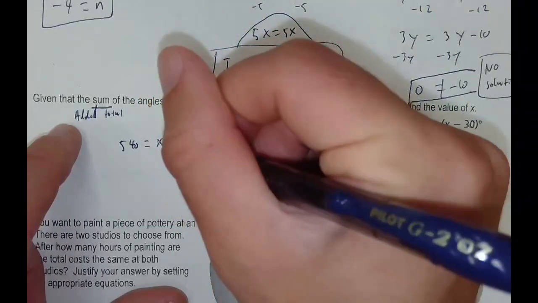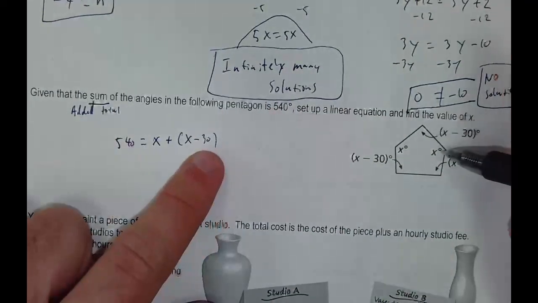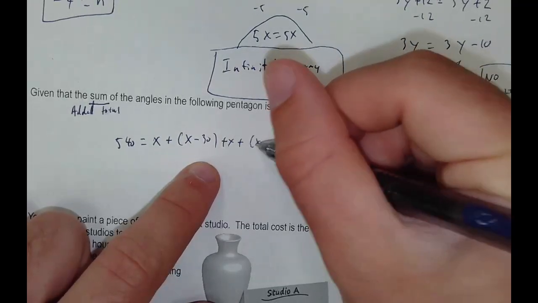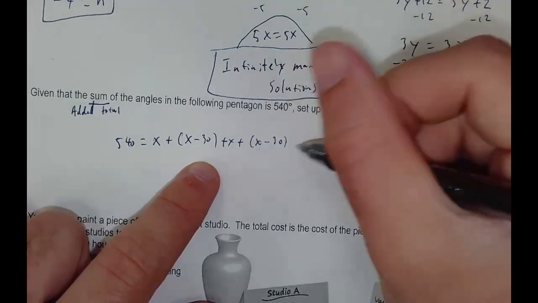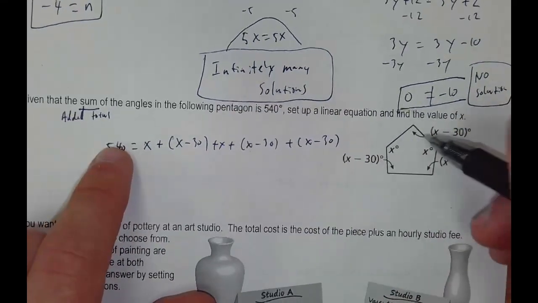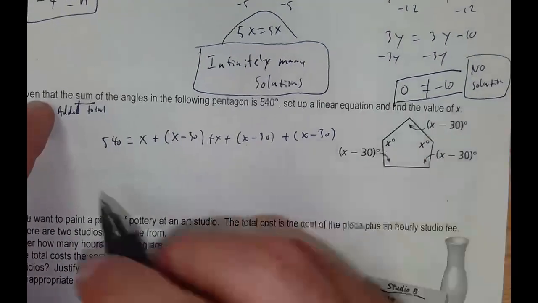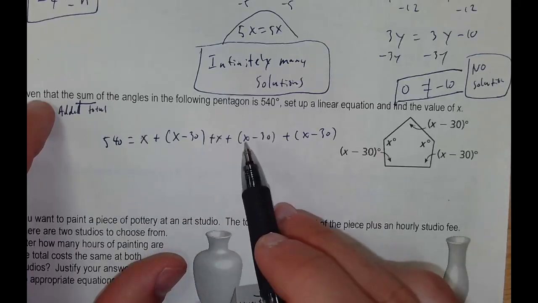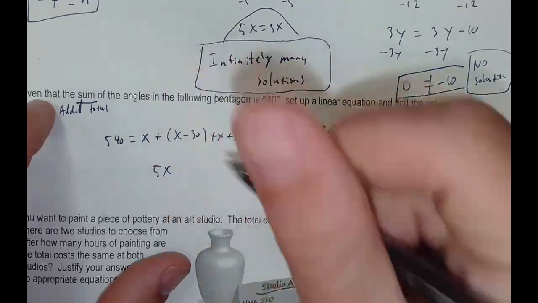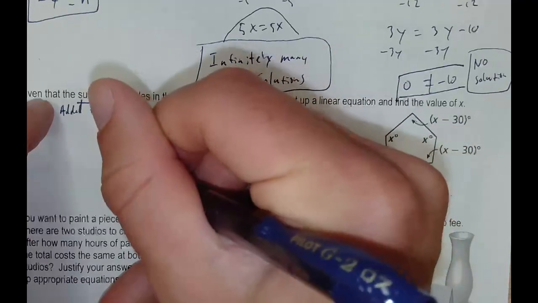So 540 is going to equal x plus x minus 30, plus x, plus another x minus 30, plus x minus 30. You see that? So 540, the total, is this x plus x minus 30 plus x plus x minus 30 plus x minus 30. Okay, so when we combine all this together, we get 1, 2, 3, 4, 5x. And then we have minus 30, minus 30, minus 30. So it's minus 90 equals 540.